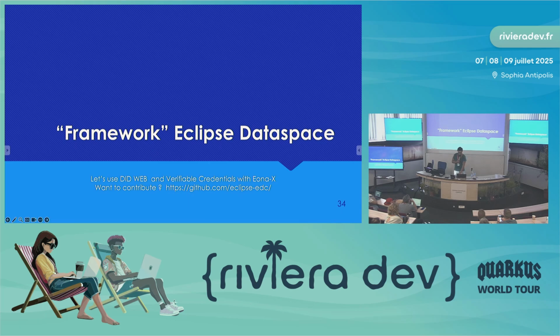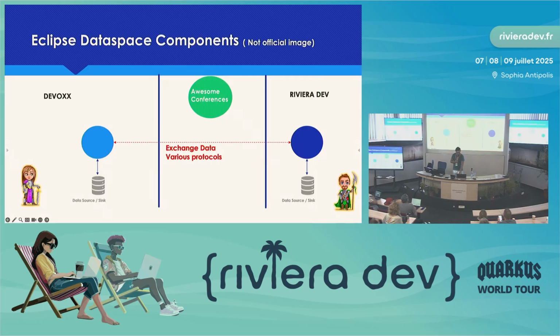In an enterprise world, how would this work? To give you an example, the Eclipse data space component is a framework, and in this framework you have two companies, like Devoxx is one company, Riviera DEV will be another company, and they are all inside one data space. This data space is an association of multiple companies, and inside this association we agree that we are going to exchange data.